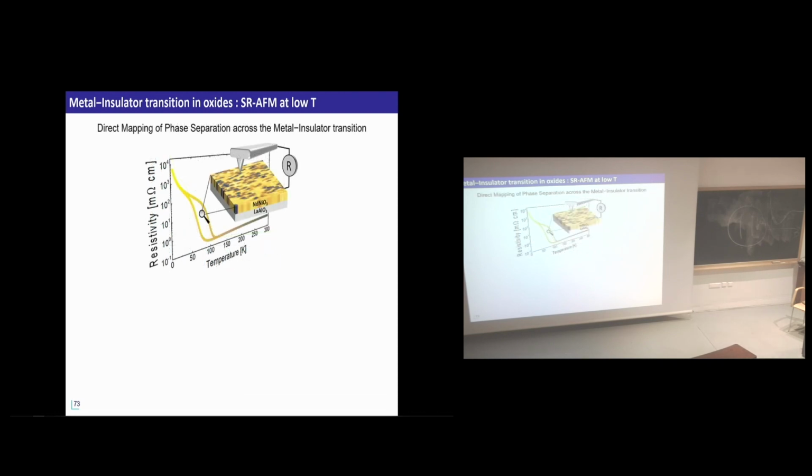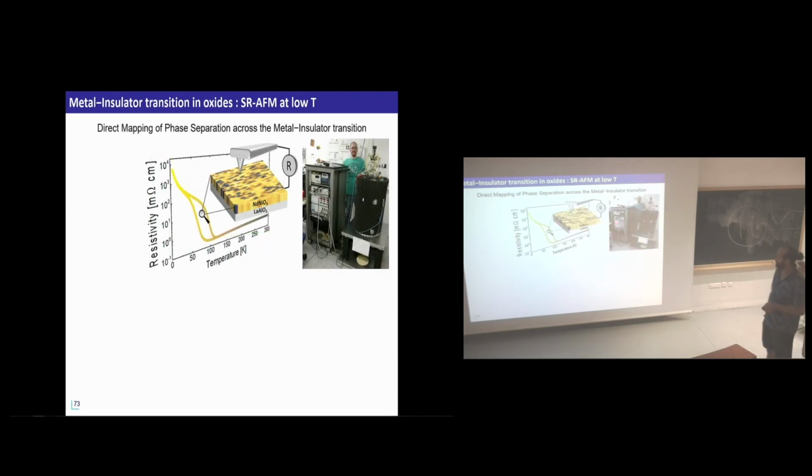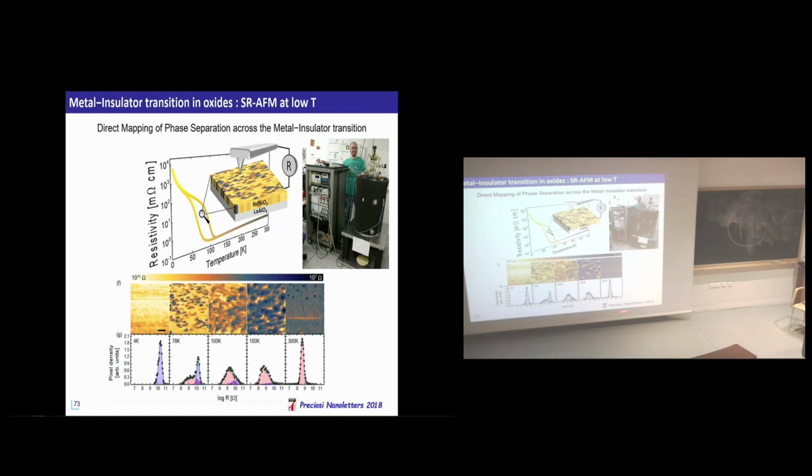So if you're lucky, and if you have a cryogenic AFM, you can try to observe what's going on at this transition. And in this paper, you can find that at low temperature, resistance is homogeneous with a high value. And then as you increase the temperature, some islands of low resistance appear. And finally, they coalesce together at this temperature here. And at high temperature, only the conductive phase remains.